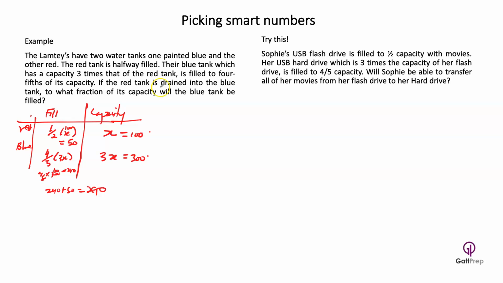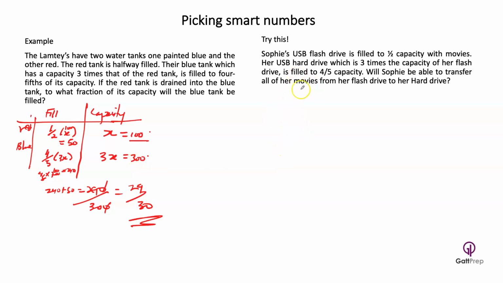It says that if the red tank is drained into the blue tank, to what fraction of its capacity will the blue tank be filled? So here you have the fill of the blue tank, which is now, because we drained the red tank into it, 290 all over 300. And then you have 29/30. Simple stuff. So here you realize that we picked a smart number, which is 100, which helped us to solve this question. Very, very simple stuff.